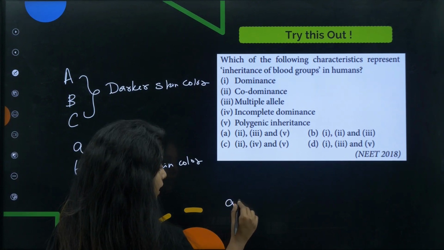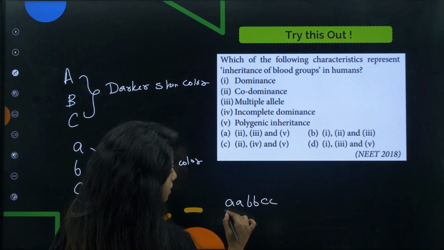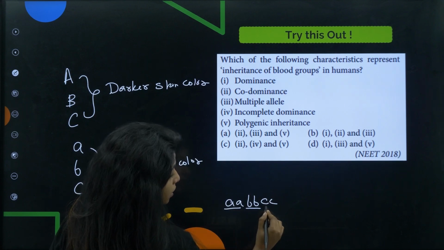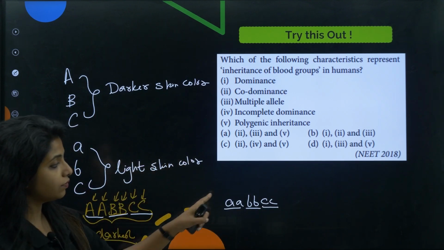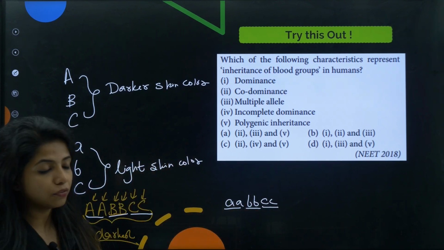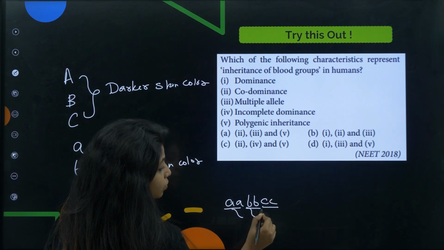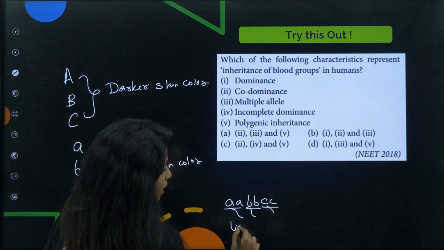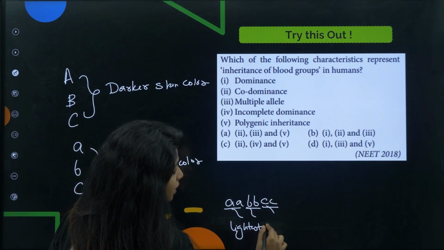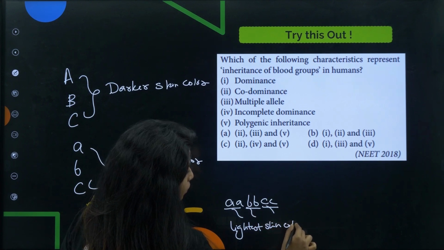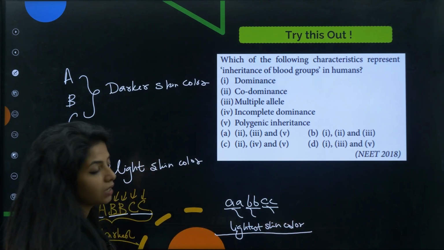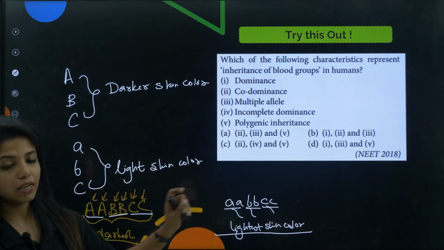On the other hand, if it's small a, small a, small b, small b and small c, small c, over here this is one gene, this is another gene, this is the third gene, but all the alleles participating here are going to give rise to the character which is what? The light skin color. So, this will be, children, the lightest skin color that you will get if a person has this.